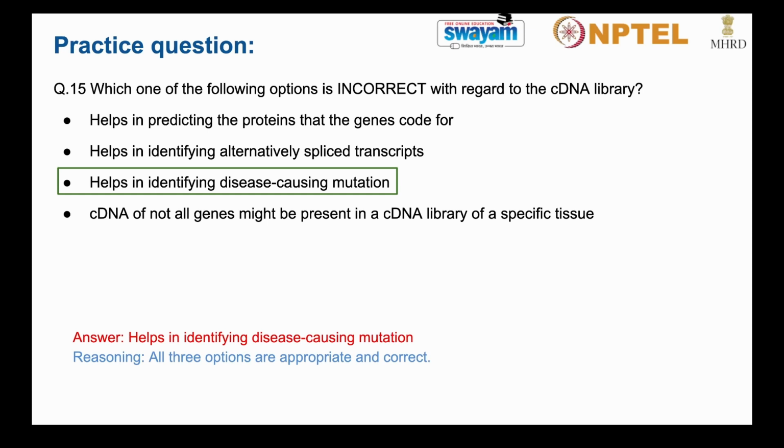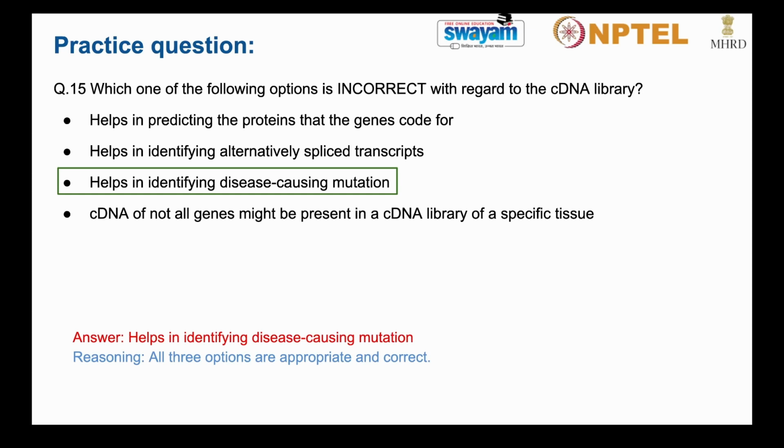Then comes the fourth option, which says that cDNA of not all genes might be present in a cDNA library of a specific tissue. First of all, you must know that the expression of particular genes or transcripts is very specific. It is tissue specific. Not all the genes get expressed in a particular tissue. As we know the difference between the genomic library and the cDNA library, a cDNA library is based only on the genes that have been converted into mRNA, or transcribed. In a specific tissue, only a specific set of genes get transcribed, so you won't see all the genes in a specific tissue.